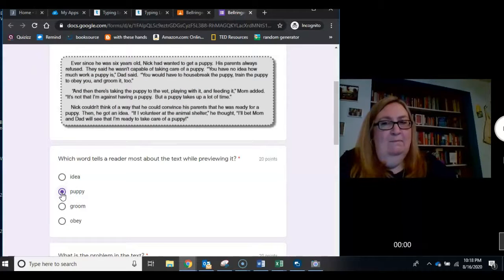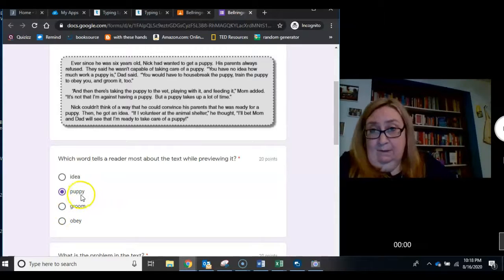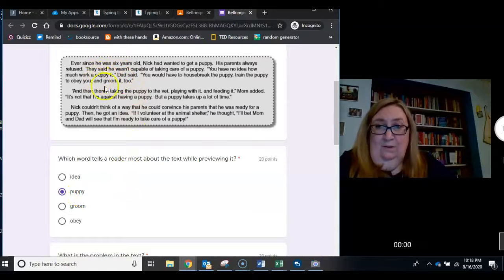But I'm not going to be done yet because I haven't looked at all the answer choices. Groom. When I hear the word groom, I think of a wedding, and this passage was not about a wedding. And the only time I see the word groom is in this one sentence right here. And obey.